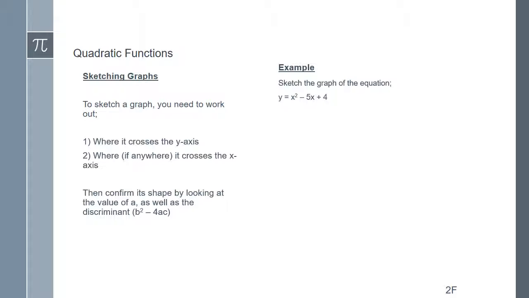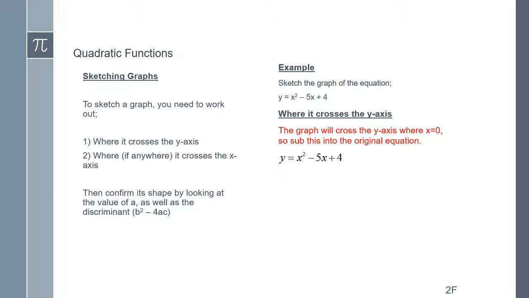So if you want to sketch y equals x squared minus 5x plus 4, firstly, where does it cross the y-axis? Well, it crosses the y-axis where x is equal to 0. So if we set x equal to 0 in that equation, we get that y is equal to 4. So that's the point (0, 4).